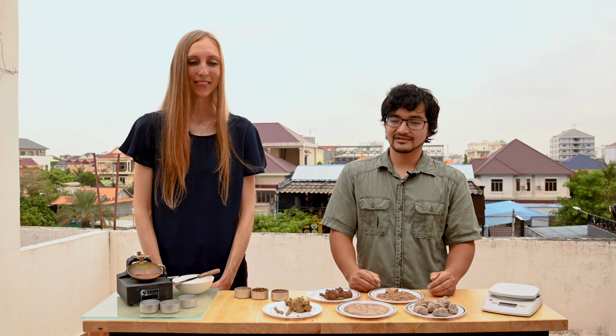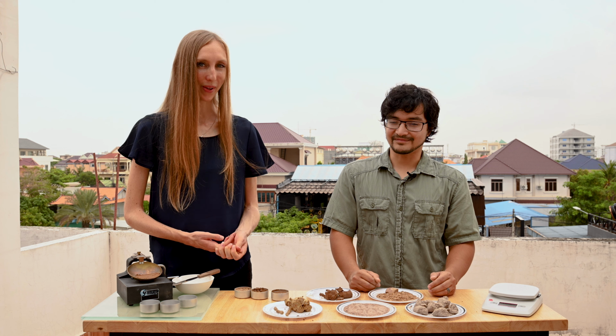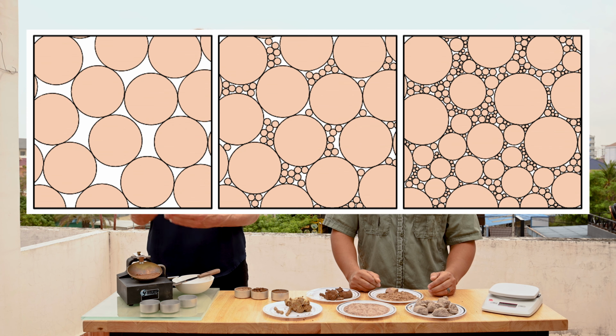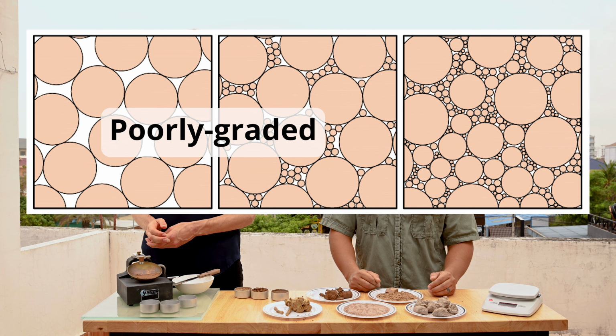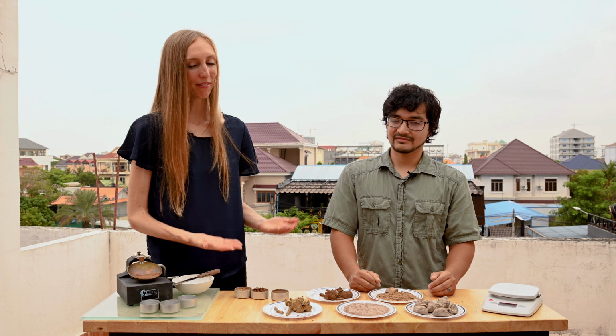And that will result in a gradation curve, which will also help you see if your soil is poorly graded or well graded. Poorly graded would have all particles of a similar size, and the well graded would have an even distribution of a lot of different particle sizes.